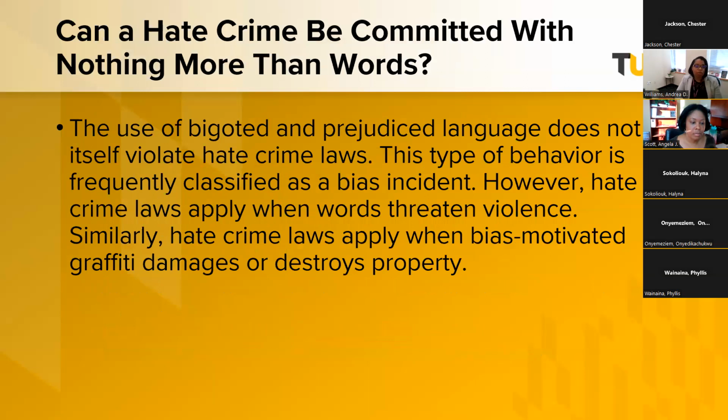So another question can be, can a hate crime be committed with nothing more than words? The use of bigoted and prejudiced language does not by itself violate the hate crime definition. Again, this type of behavior is usually classified as a bias incident. However, hate crime laws apply when words are used in a threatening way. So that's why I say it's borderline. You've got to be careful with that. Similarly, hate crime laws apply when there's a biased motivation, when it's graffiti, or damage is involved that could possibly destroy somebody's property.